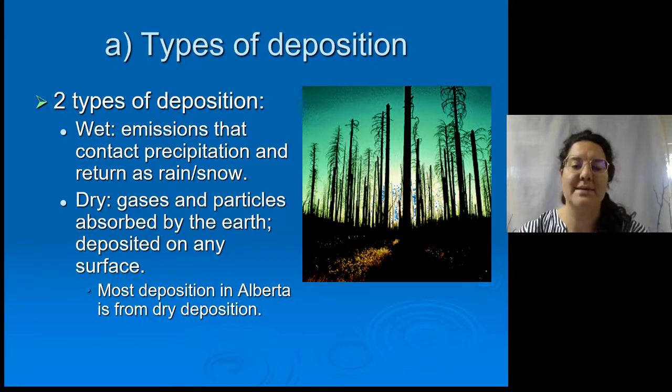We can have wet acid deposition, which is when emissions contact precipitation and fall to the ground as rain and snow. We can also have dry acid deposition, which is when gases and particles are absorbed by the earth or deposited on any surface. And in Alberta, most of the deposition of emissions is in the form of dry deposition.